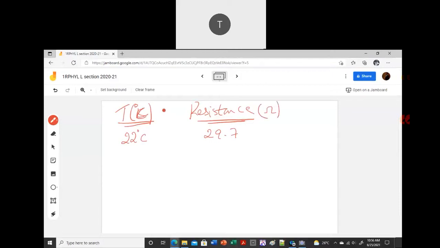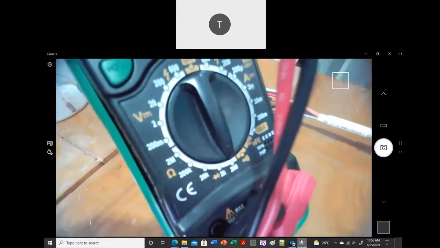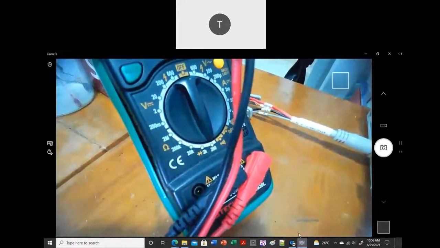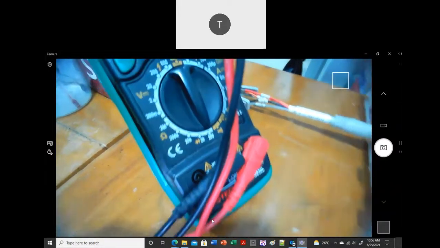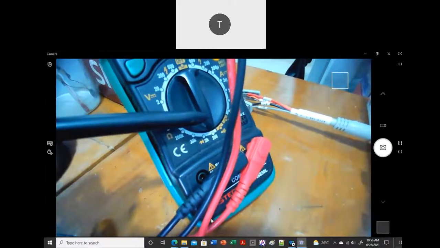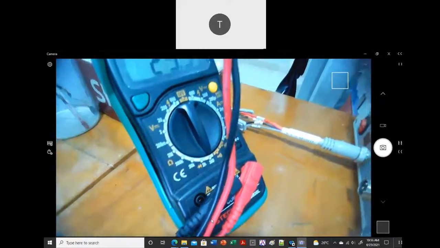So you can see it is kept in resistance mode. You just turn your multimeter to resistance, and then you keep it here. You can see here it is showing in 200. So this is at 200. So then you keep on taking the values.